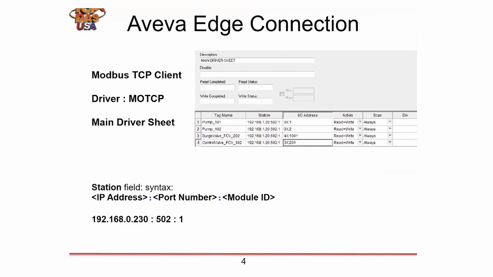The station ID for Modbus TCP is defined as shown. The IP address, a colon, port 502, or port number. By default, it's usually 502, then another colon, then module ID, which we defined on the previous slide. This is the slave ID for the Modbus TCP connection. Most of the time it's 1, but if you have some special circumstances, you can change it as well.